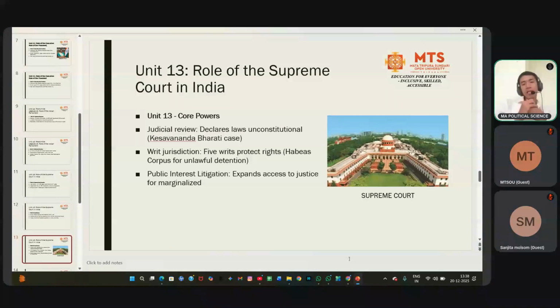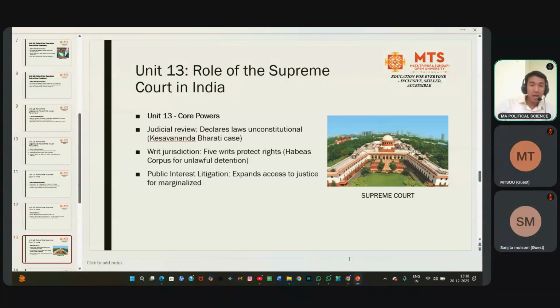Judicial review declares law unconstitutional, case upon case. Okay, it has the power. The Supreme Court also has the power to declare any law unconstitutional. This is called judicial review. It can review any law anytime. If it feels that the law is not accurate and correct, it can call it unconstitutional and reject the law. Under the Kesavananda Bharti case, very popular, I want you all to learn about this.